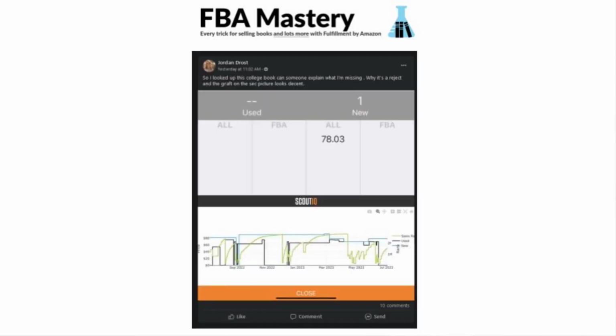Look at this one. This person says, hey, so I looked up this college book. Can someone explain, I guess they mean a textbook, can someone explain what I'm missing? Why is it a reject? And the graph on the second picture looks decent. Again, you have somebody who presumably set the triggers themselves or relied on the default triggers, who is asking, why is it saying reject? So this is what happens to a generation of sellers completely ruined by these triggers.